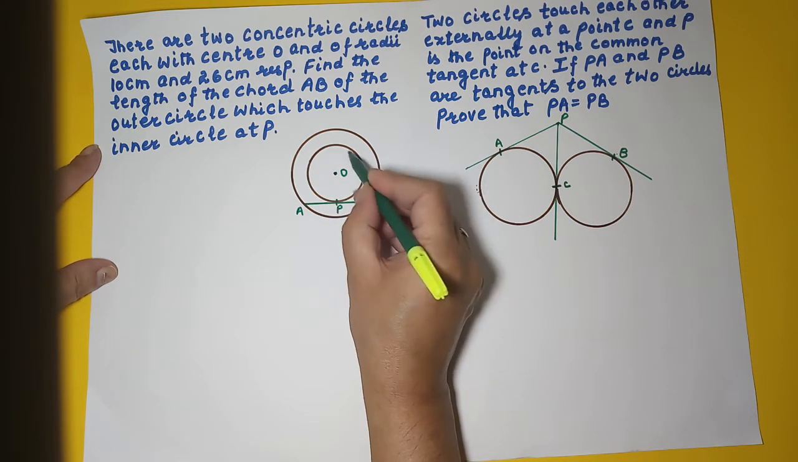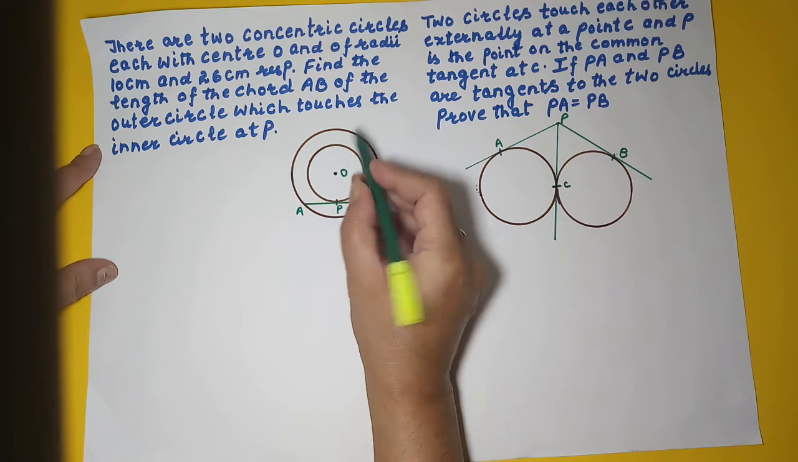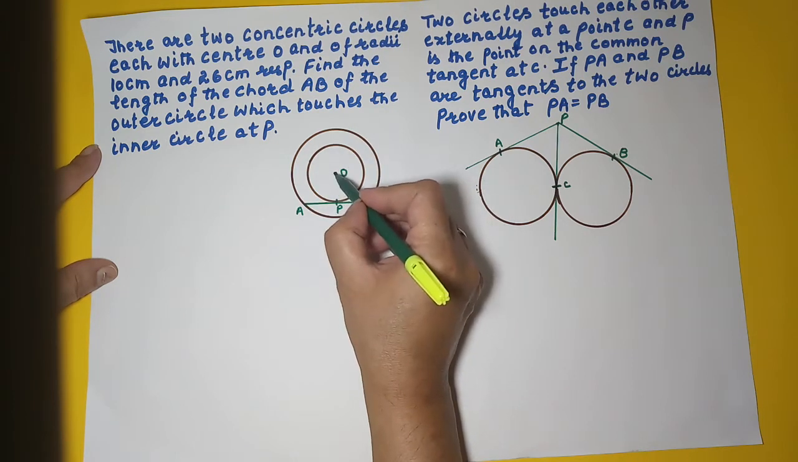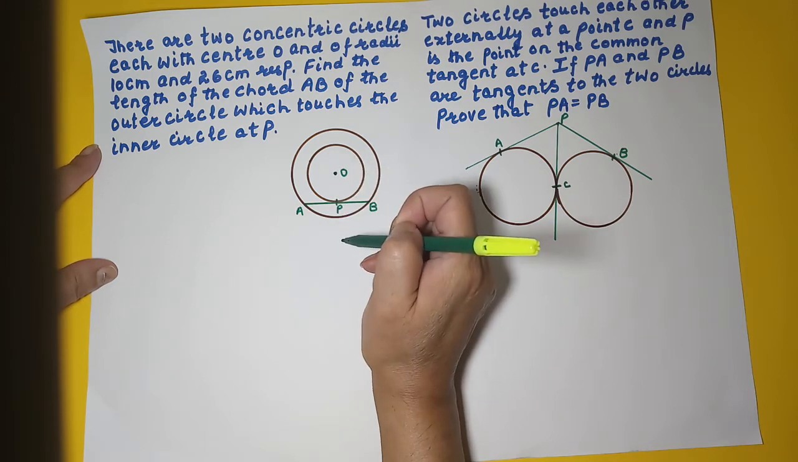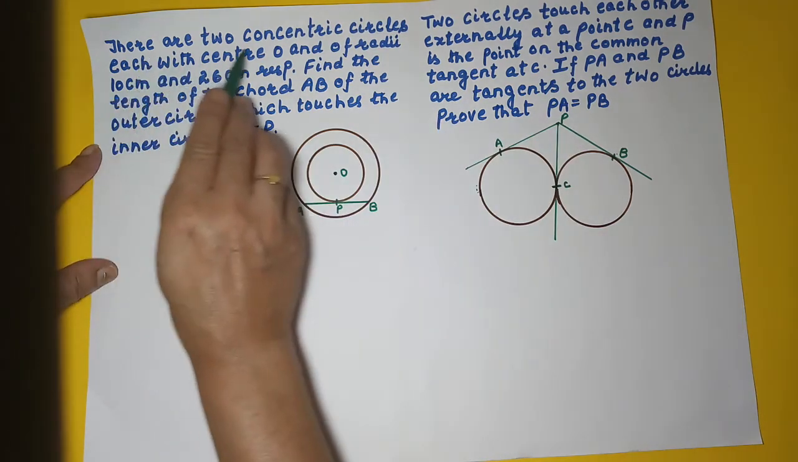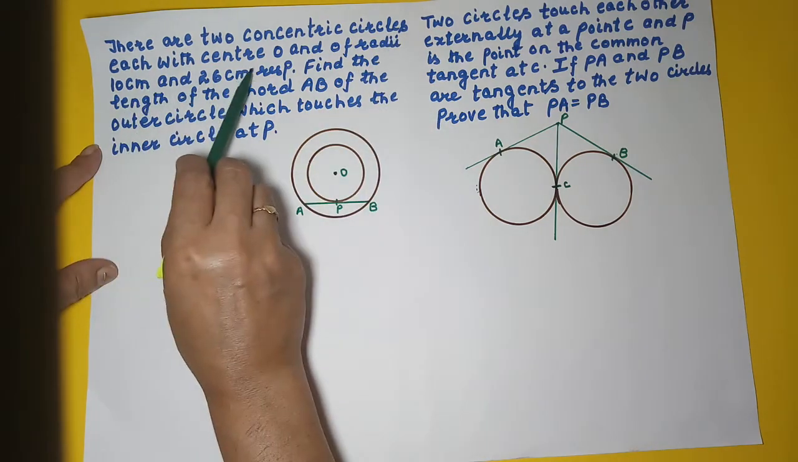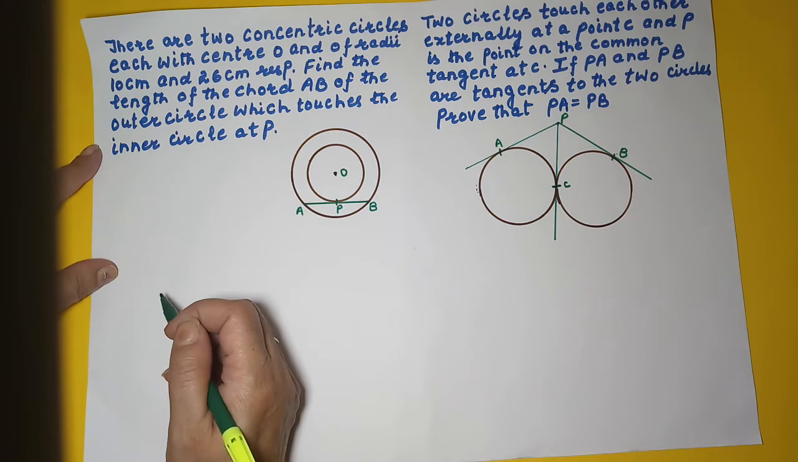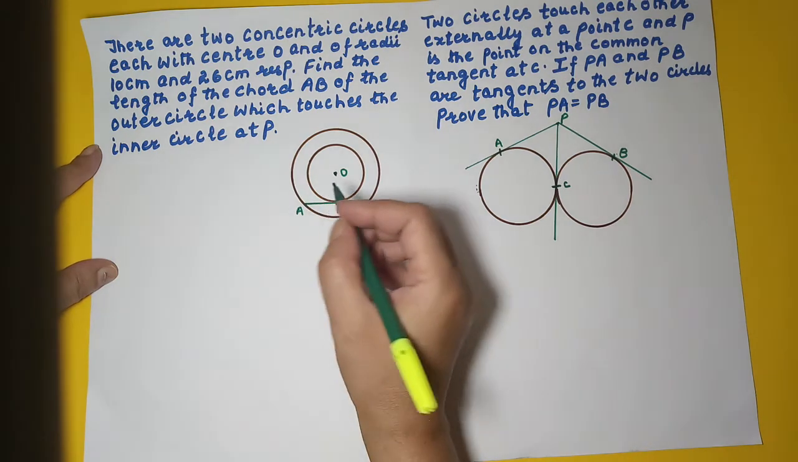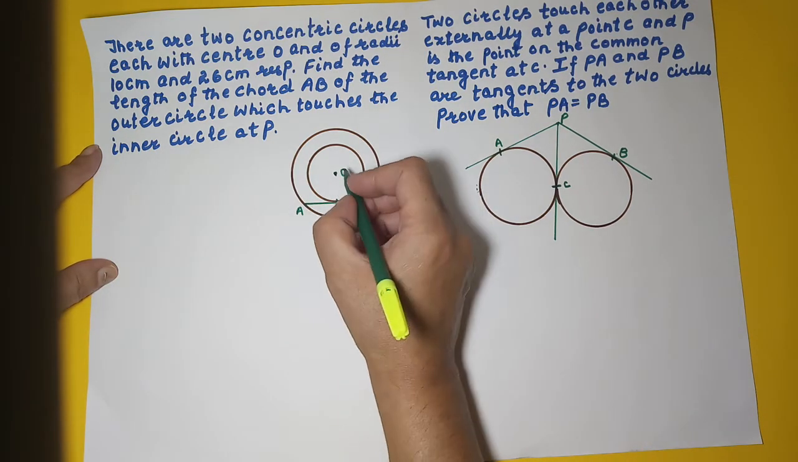This circle is having center O. The bigger circle is also having the center O, but the radii are different. This is a bigger one and this is the smaller one. Now he's saying that there are two concentric circles, each with center O and of radii 10 centimeter and 26 centimeters.